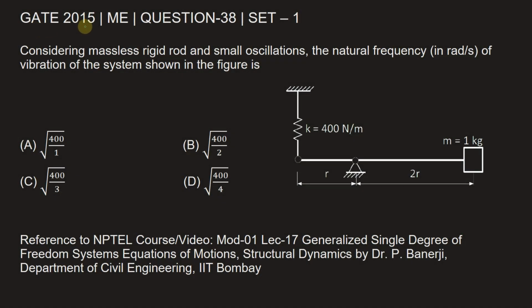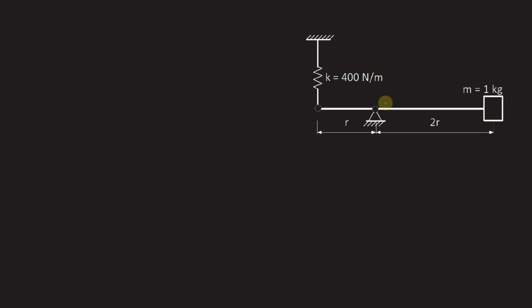This question is from GATE 2015, Mechanical Engineering paper, Set 1, question number 38. Considering massless rigid rod and small oscillations, the natural frequency in radian per second of vibration of the system shown in the figure is.